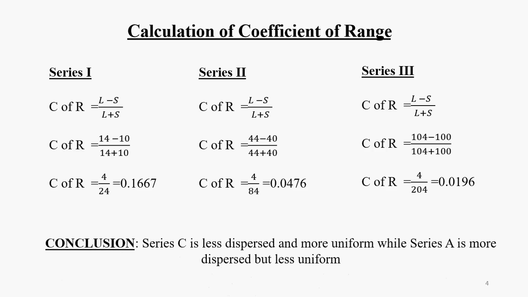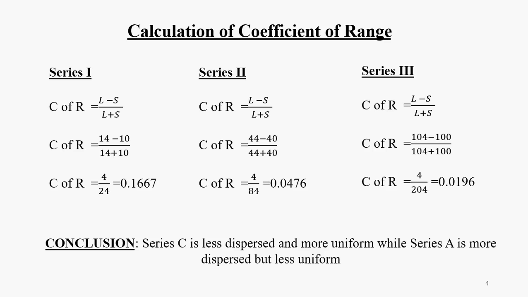Now we need to write the conclusion. As you can see by comparing all the three series, series C is less dispersed. See, it is 0.0196, right? So series C is less dispersed, more uniform. Series A, you see, is more dispersed but less uniform. This is the comment finally, which you can write in your own understanding.